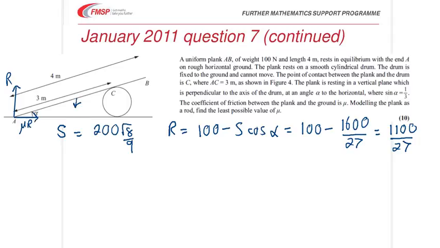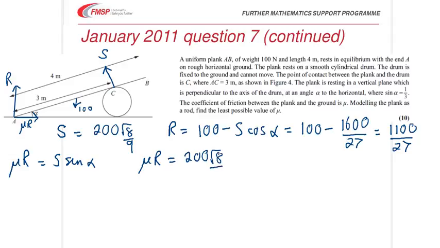We've got the weight there and the other reaction there. That was S. That looks better. Now, that's R. We know mu R from the resolving horizontally. Mu R was S sine alpha, wasn't it? Yeah, S sine alpha. You can see that in the diagram above. So mu R works out to be 200 root 8 over 9 from the previous page times sine alpha, a third.